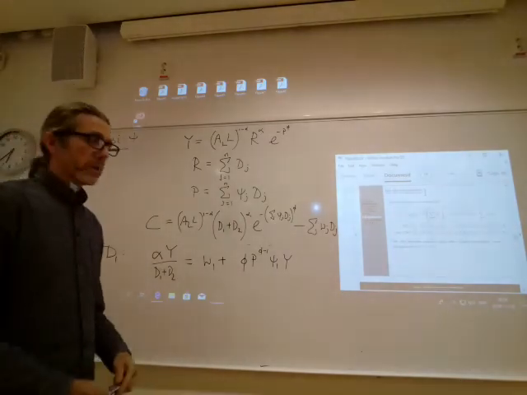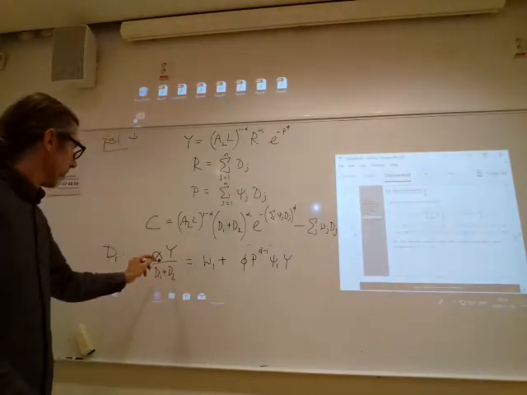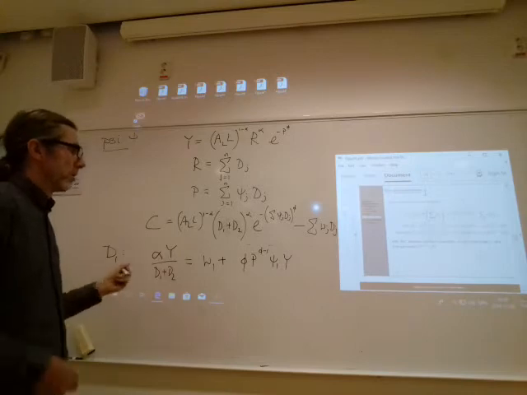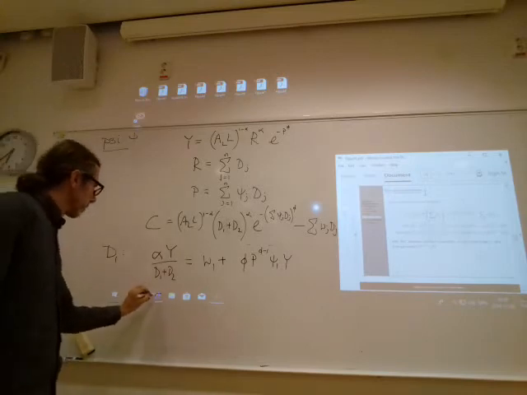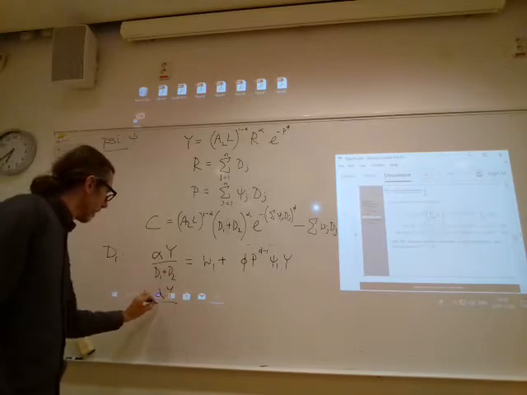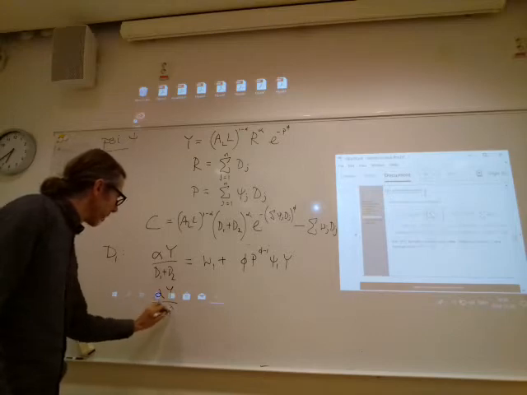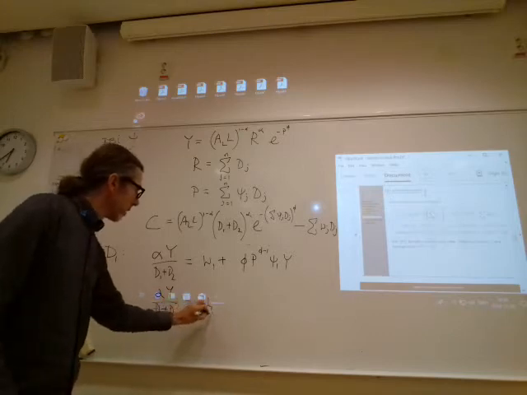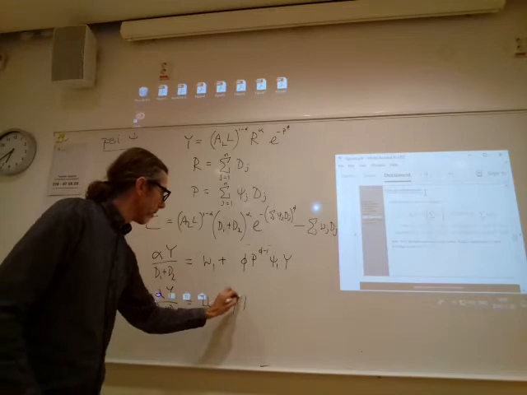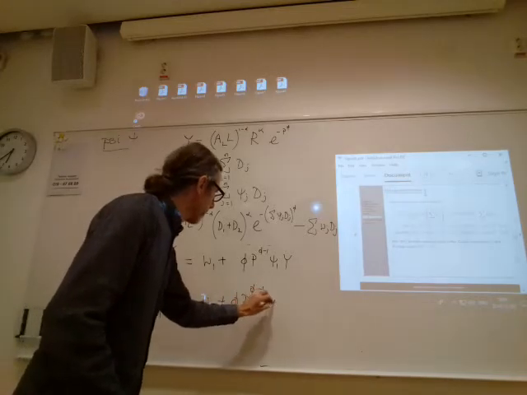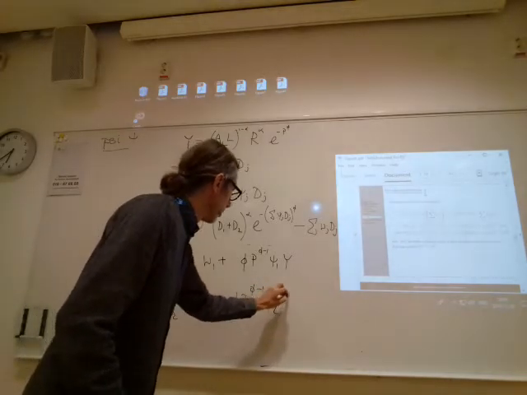Okie doke. So that's the first order condition for D1. And by symmetry, the first order condition for D2 must be alpha y over D1 plus D2 equals W2 plus phi p to the phi minus 1 psi 2 y.